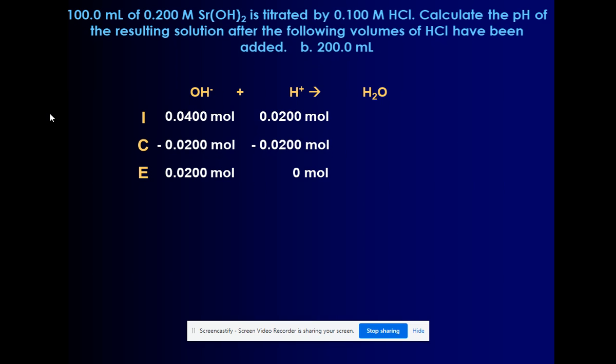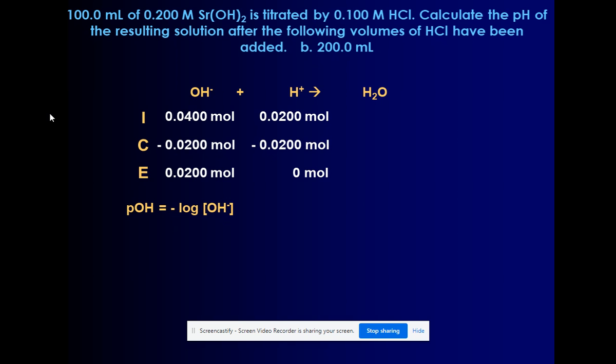As that is a strong base, just like we did in part A, we're going to find the pH using the moles of hydroxide, but we need to account for the volume that's present in the mixture. We don't just have 100 mL of strontium hydroxide, we now have that plus the 200 mL of hydrochloric acid, so our new volume would be 300 mL.